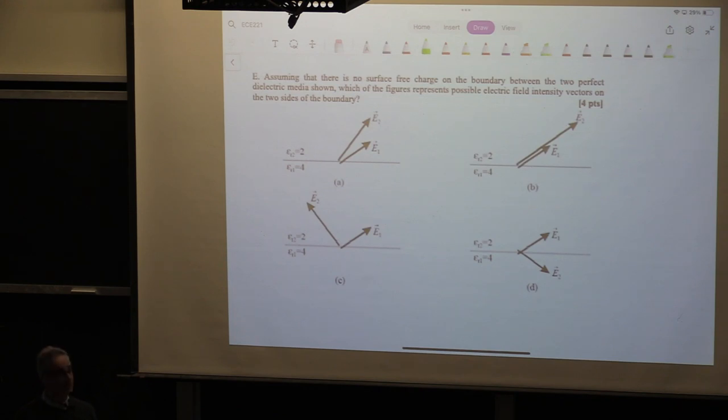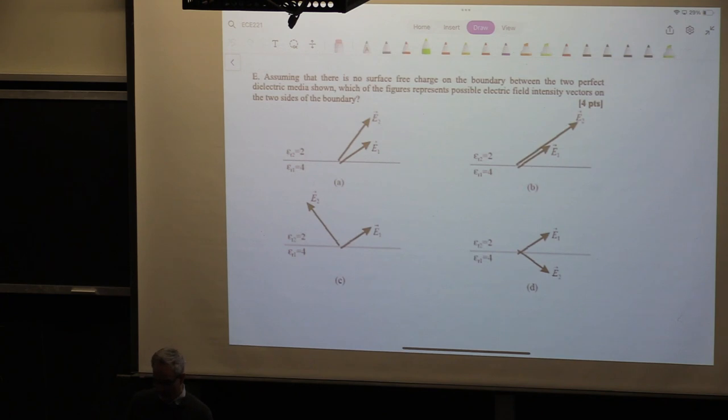And we have possibilities for the electric field on the one region and the other. E1 is the electric field in medium 1, E2 the electric field in medium 2. It's asking which of the figures represents possible electric field intensity vectors. So obviously this points to the fact that some of these arrangements violate boundary conditions at this interface, and hence they are not possible to exist.